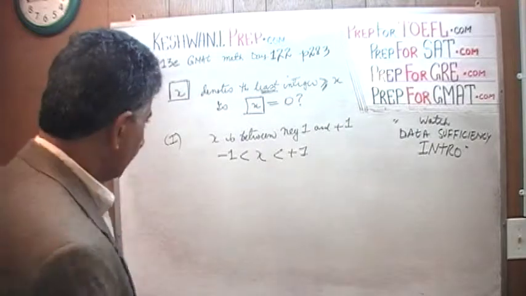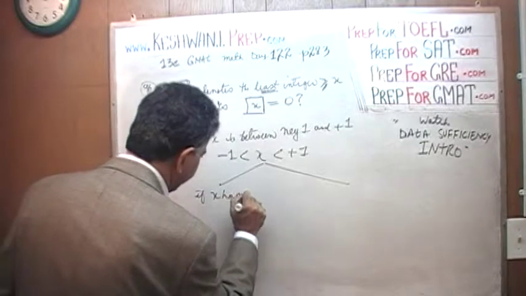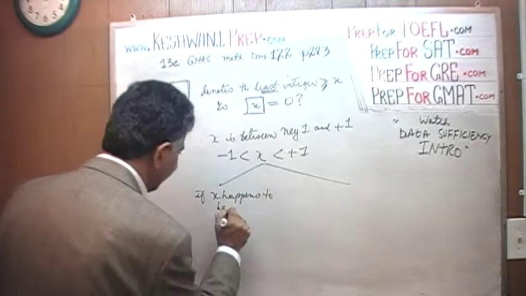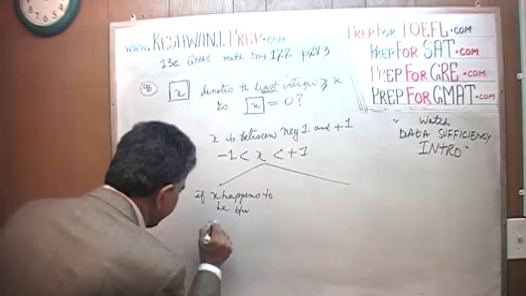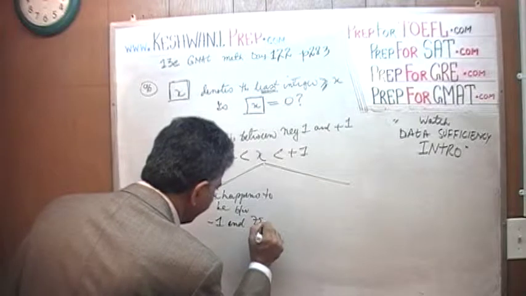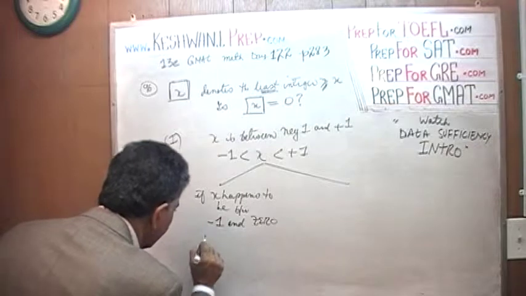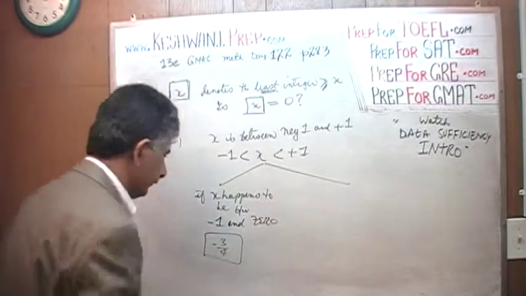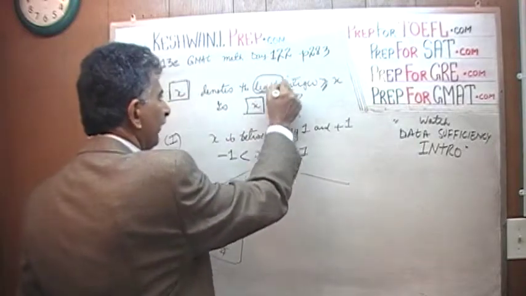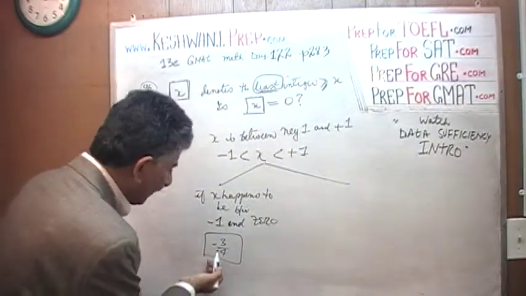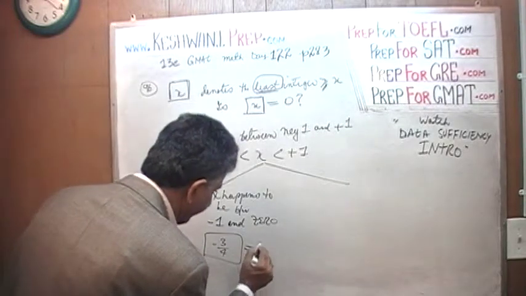Now, what's going to happen here is that if x happens to be between -1 and 0, let's say for example -3/4, what is the least integer that we can find which is either equal to -3/4 or greater than -3/4? And that will be 0 actually.